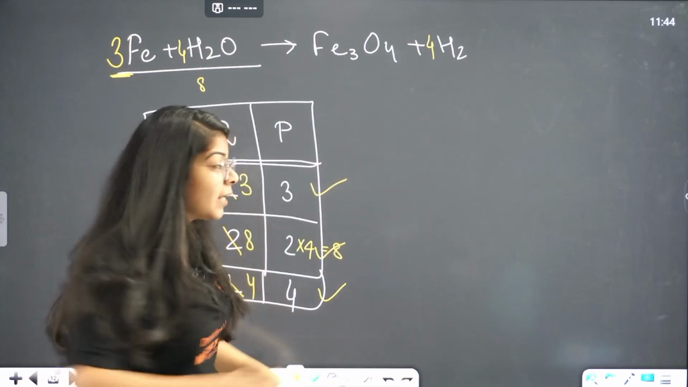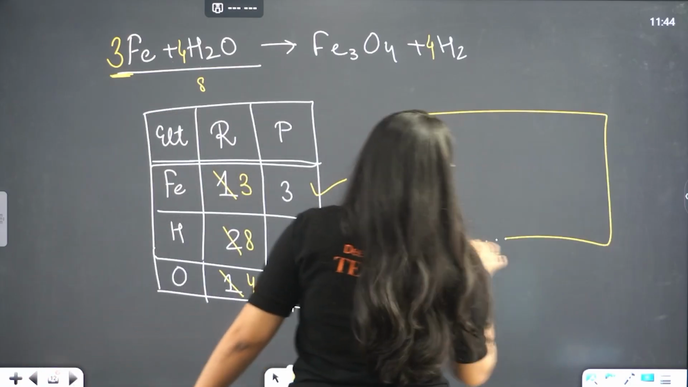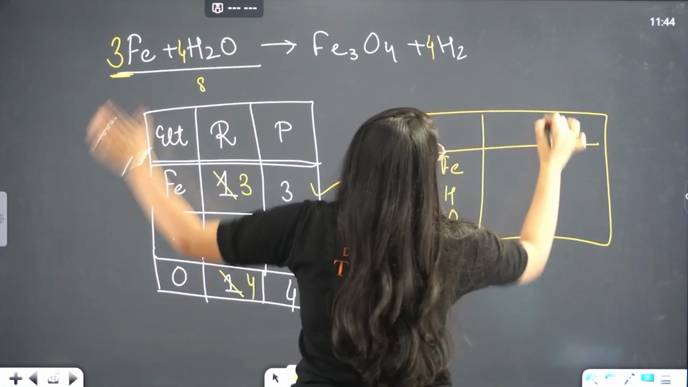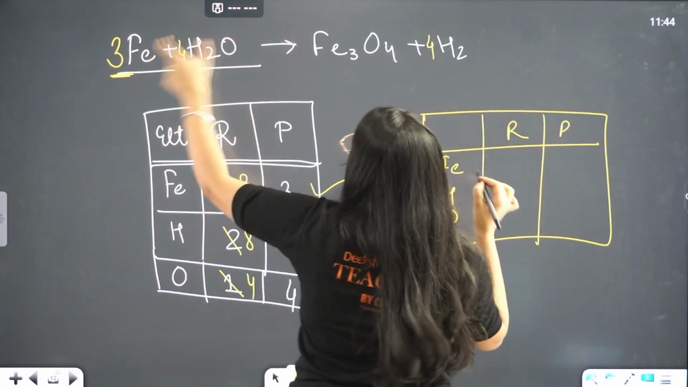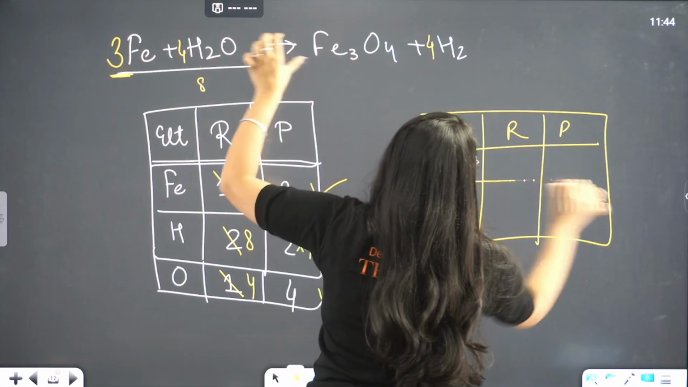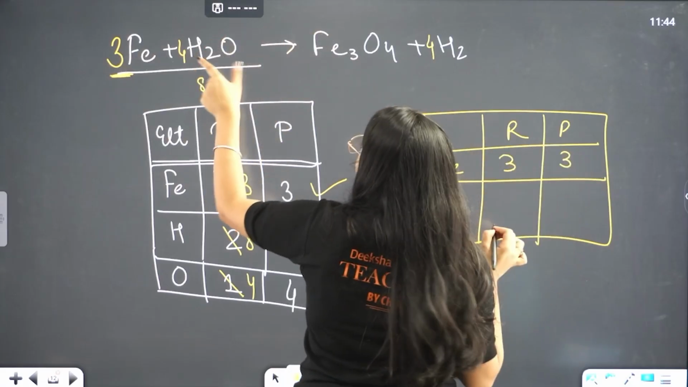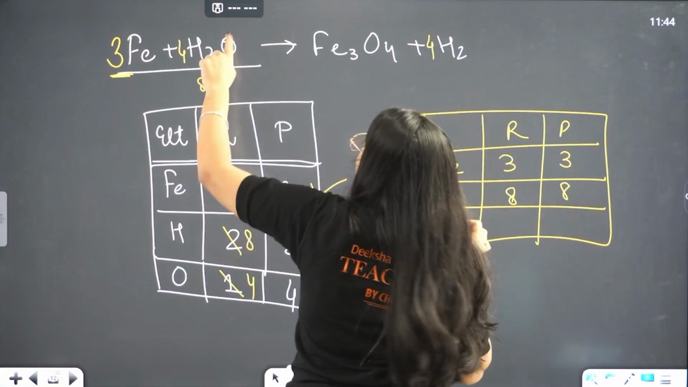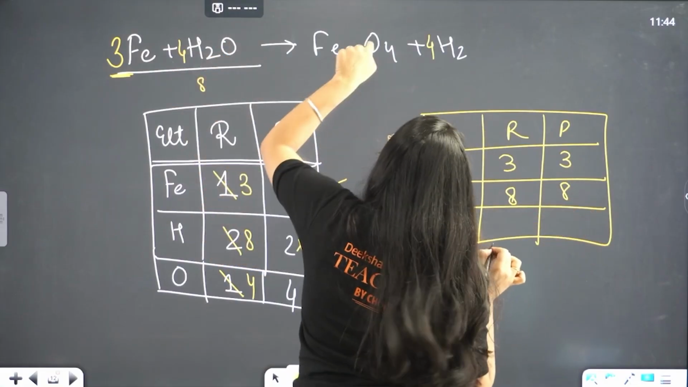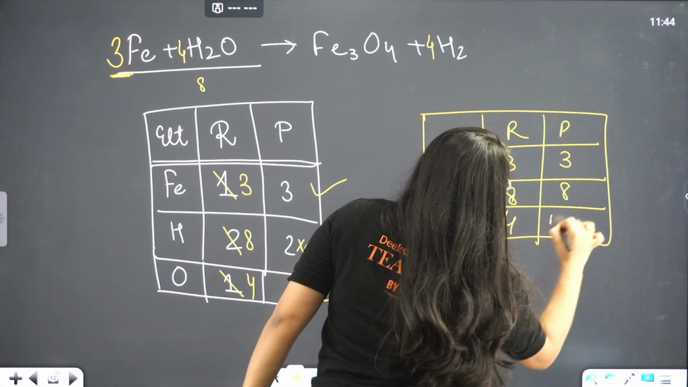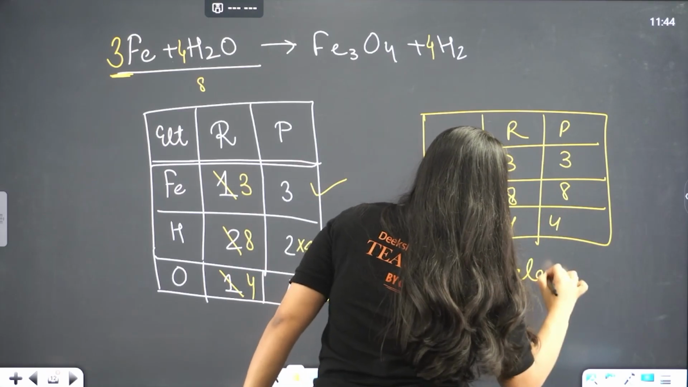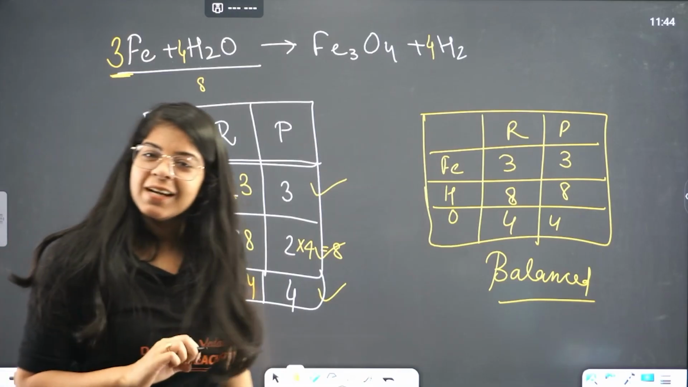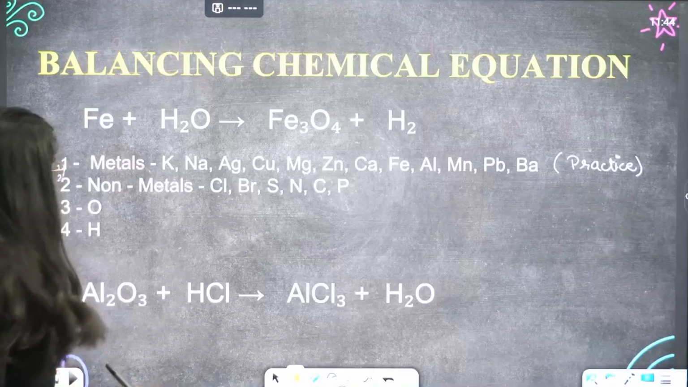Now is it balanced? Let's just see if we balanced or not, let's make another table. This is the reactant side, this is the product side. Iron is 3, iron is 3, so this is balanced. Hydrogen is 4 into 2, 8. This is balanced. Oxygen is 4, and oxygen is 4. So both are balanced, my friend, and we are pretty successful, right? Done. Okay, let's move on to another example.